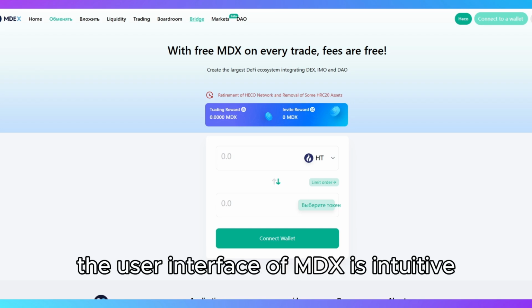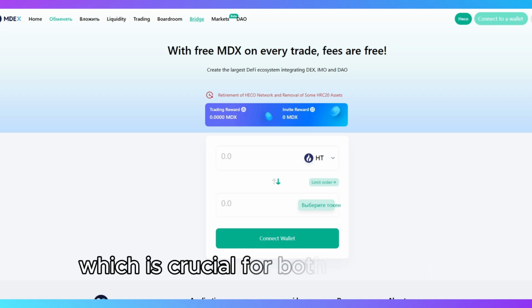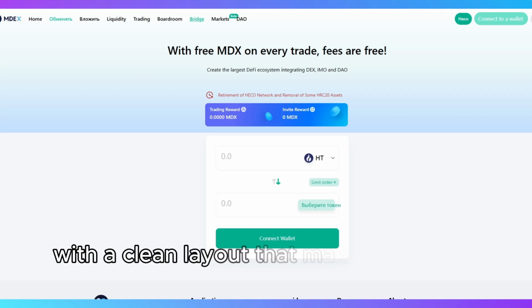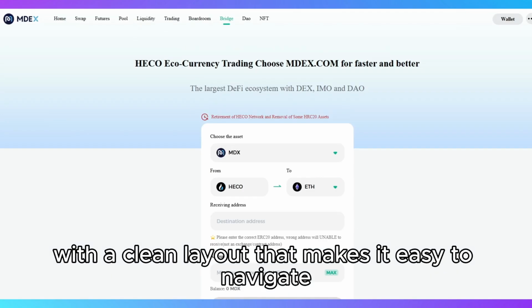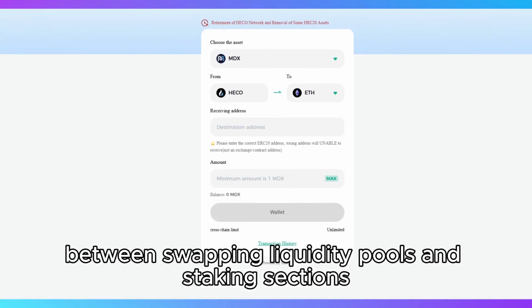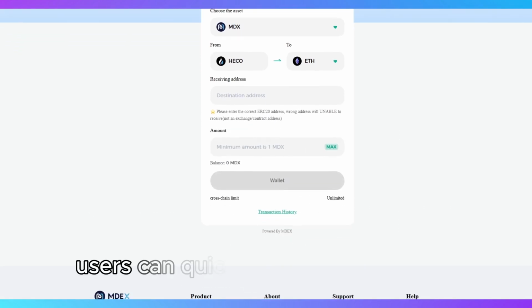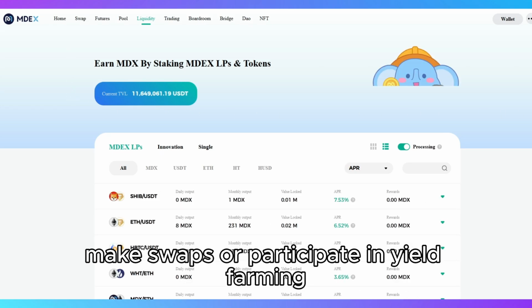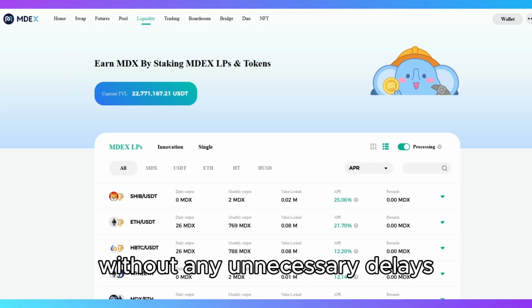The user interface of MDEX is intuitive, which is crucial for both newcomers and experienced traders. The platform's design is straightforward, with a clean layout that makes it easy to navigate between swapping, liquidity pools, and staking sections. Users can quickly check token prices, make swaps, or participate in yield farming without any unnecessary delays.